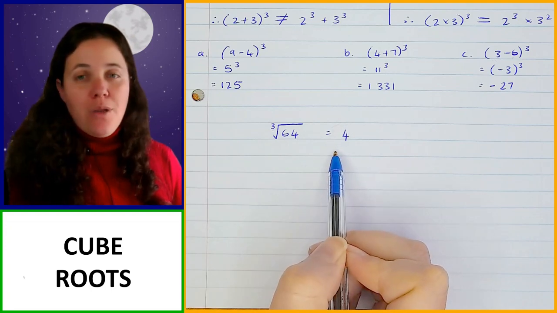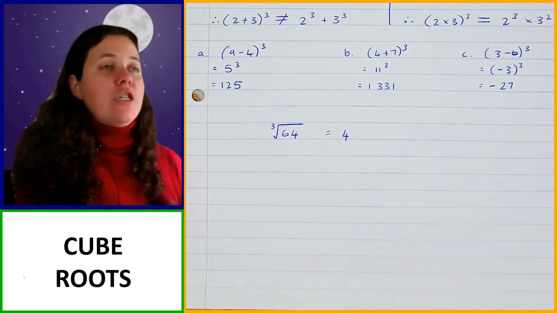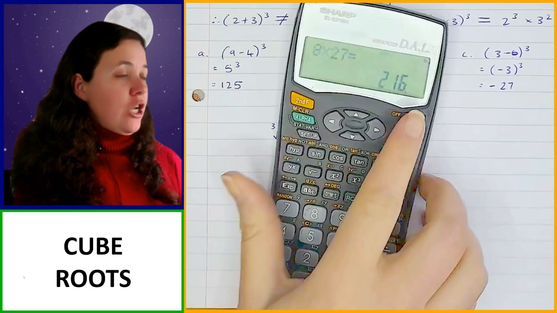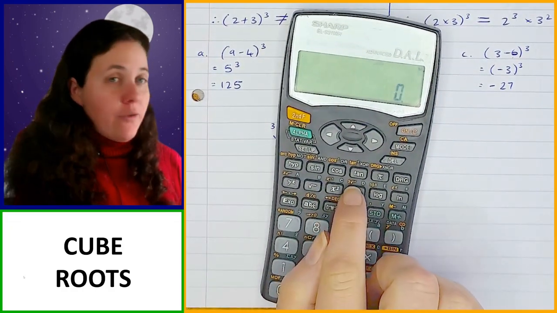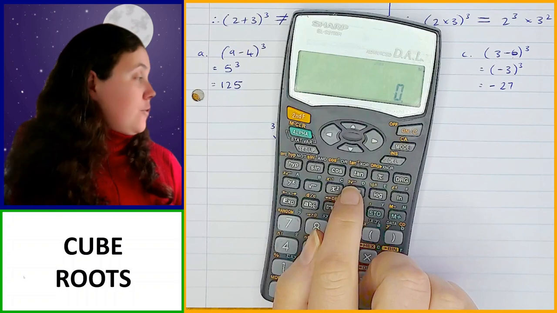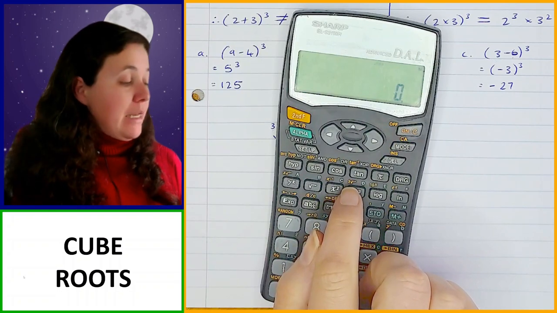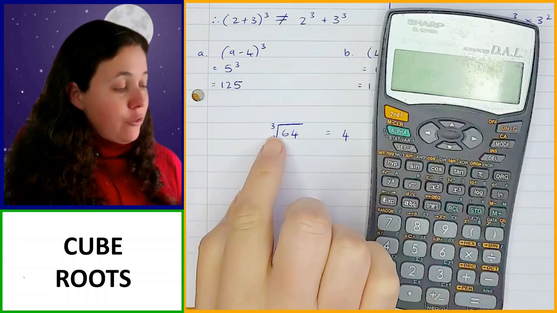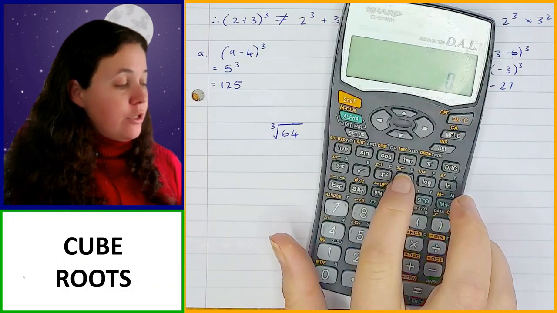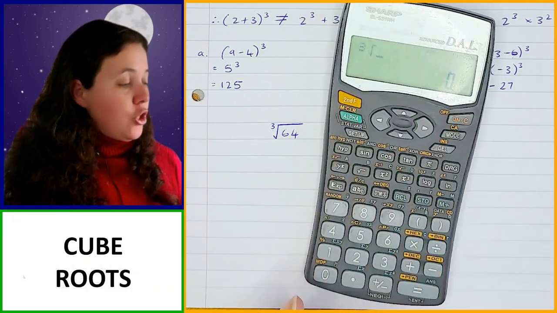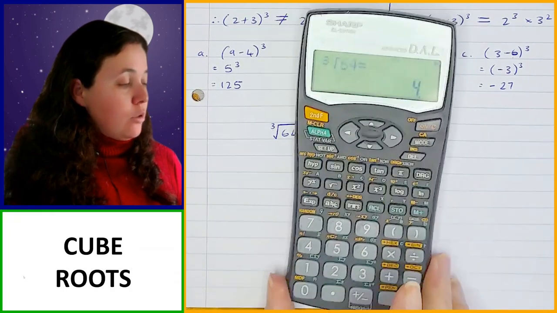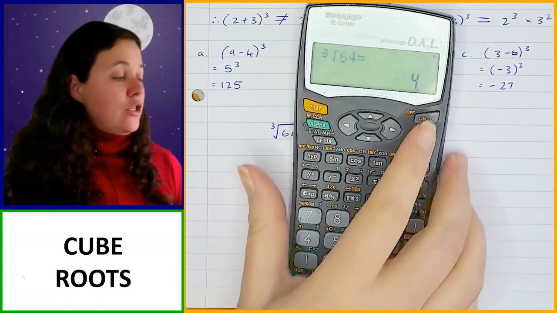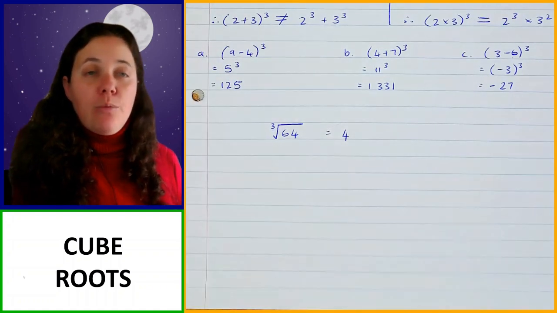It was 4. Okay. So now just so you know, if you're using your calculator to work out a cube root, you've got this symbol over here. It might look different on your calculator, but it looks like the cube root that I've got over there. So I use that cube root sign, and then I put in, in this case, 64, equals, and that gives me 4. So you can use a calculator when you're working out a cube root.